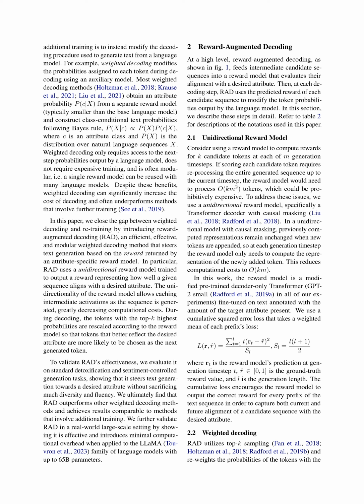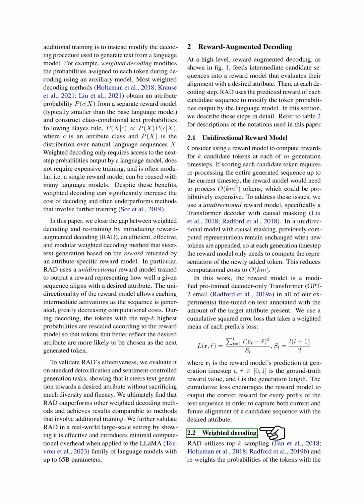In this paper, the authors propose a new method called Reward-Augmented Decoding, RAD, that efficiently steers text generation based on the reward returned by an attribute-specific reward model. RAD outperforms other weighted decoding methods and achieves comparable results to methods involving additional training.